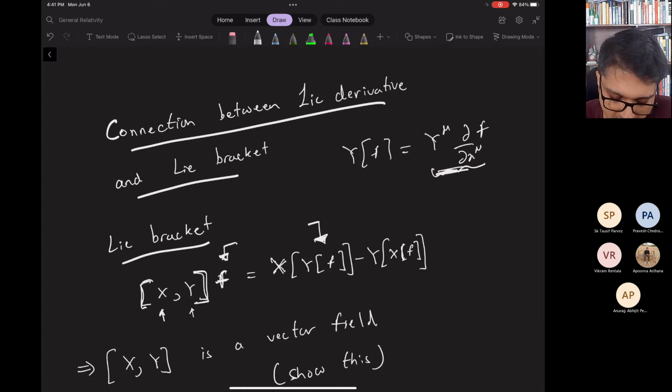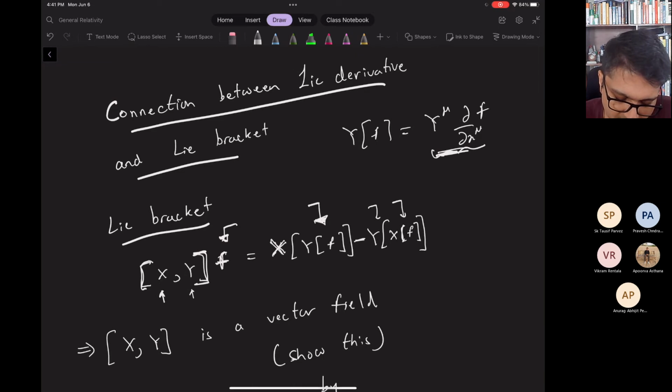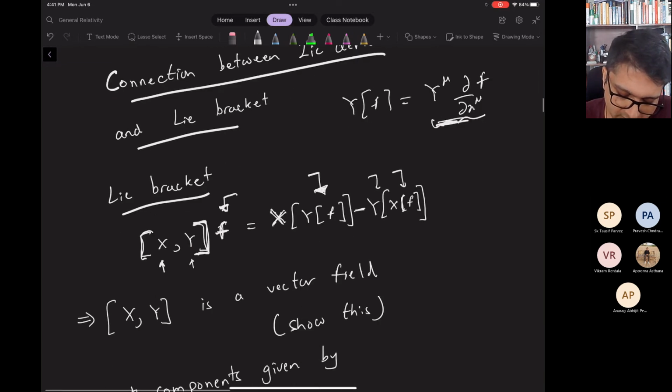And then again, I act on this scalar function with X. And I reverse the order of those operations. First I act with X, then I act with Y, and I take the difference between these two. That's how we define the Lie bracket of XY acting on some function f.